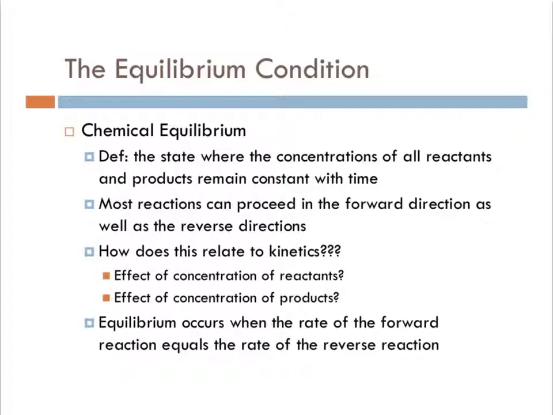Now, how does this relate to kinetics? Well, the reactants are going to react at a specific rate, or the kinetics, that go to products. And the same thing in the reverse. The products are going to react at a specific rate going back into reactants. And the study of that is going to determine what our equilibrium is and where our equilibrium will lie. Is it going to favor the products or is it going to favor the reactants?